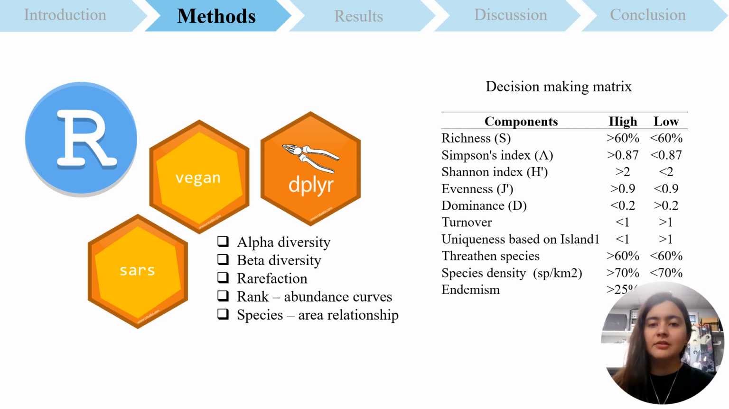To evaluate the diversity and assess the conservation decision, I have performed analyses related to alpha diversity, beta diversity, as well as analyses considering rarefaction, rank abundance curves, and species area relationship. I also designed a decision-making matrix to rank islands based on their plant assemblage components and reduce bias in the final decision making.